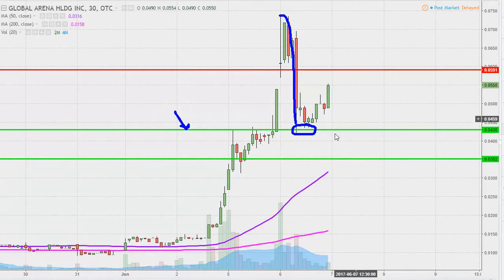So again, I promise I have not moved that green line. If you don't believe me, I'm not offended. All you've got to do is go back in the video archive and watch the video from the 5th, and you'll see where I put those lines.